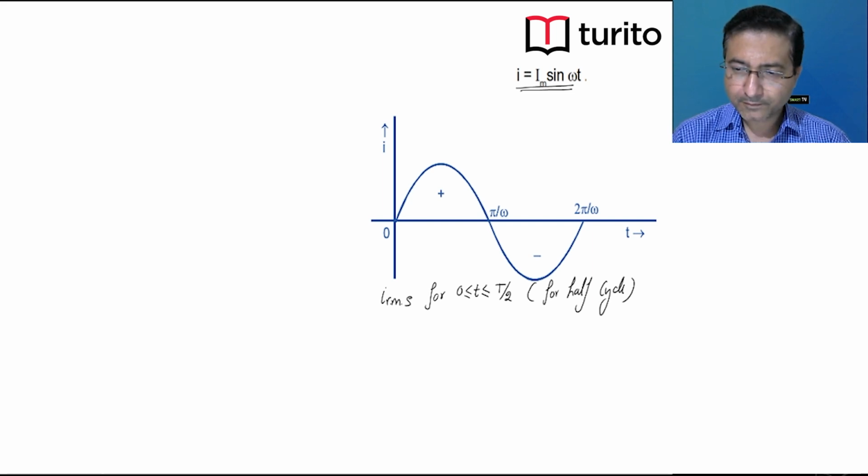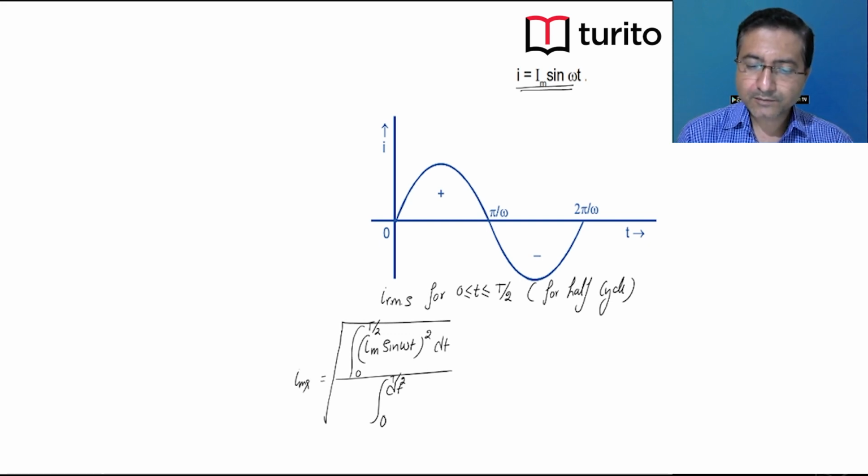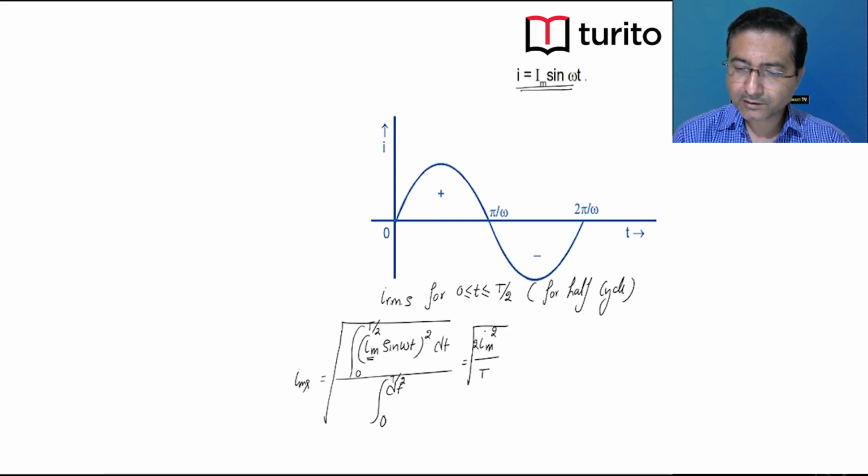So according to the formula, the integration of Im sine omega t whole square dt from 0 to T by 2, right? This will give me RMS. So the denominator is T by 2, and then this is IRMS square. I'll take this Im square divided by T by 2 separately, so I have written this term separately.